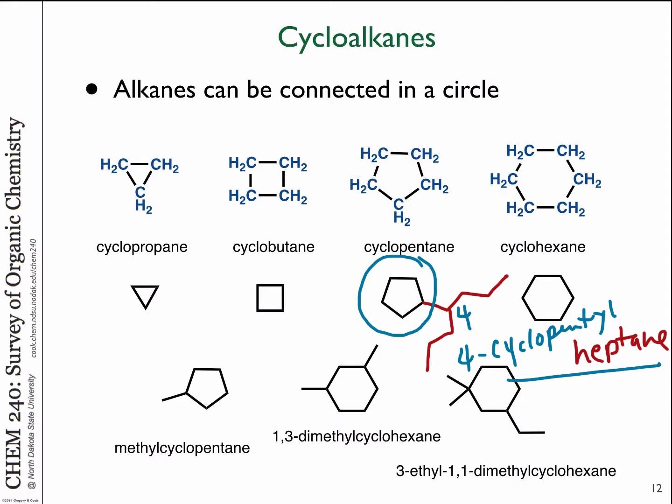The most common mistake I see when people name things that have rings in them is they either forget to put cyclo or they put it with the wrong part. They put it with the heptane or not the pentyl and things like that. So be really careful you don't make those kinds of mistakes. I see that very commonly. Okay. So any questions on naming alkanes with ring structures?